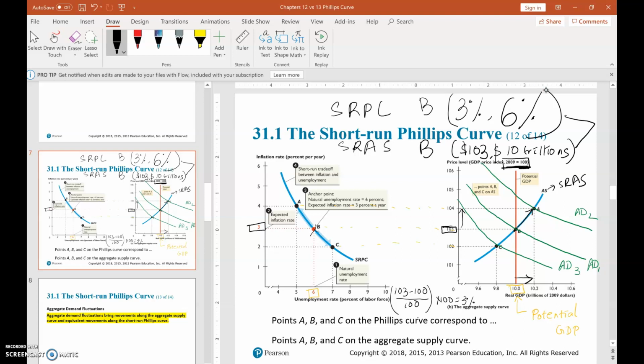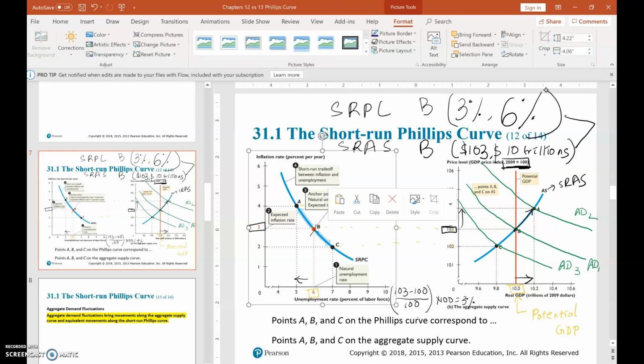Now, if we shift the aggregate demand curve to the right to point A, the price increases, or we can also say the CPI increases, and the real gross domestic product also goes up. Look at point A here. The inflation rate is going up from 3%, which was the expected inflation rate, to 4%. And the GDP was increasing here. When GDP increases, unemployment rate decreases.